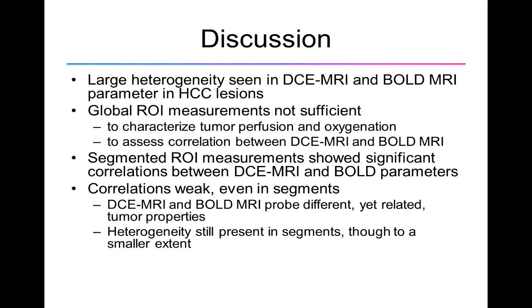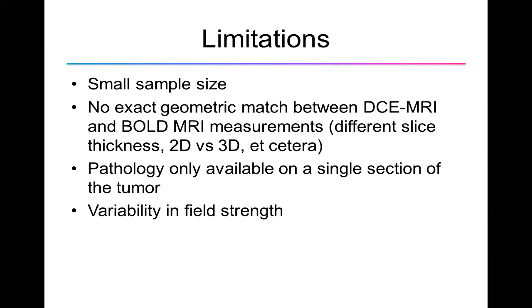This could probably be explained by the fact that DCE-MRI and BOLD MRI probe different yet related tumor properties, and also heterogeneity may still be present in the segments, though to a smaller extent. Now, this study has a few limitations, including a small sample size, the lack of exact geometric match between the DCE-MRI and BOLD MRI measurements, although we performed co-registration. And also the pathology was only available on a single section of the tumor, and there was variability in field strength between patients, which may need to be corrected for.